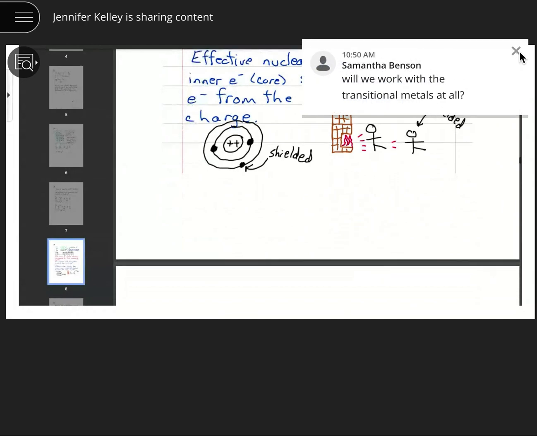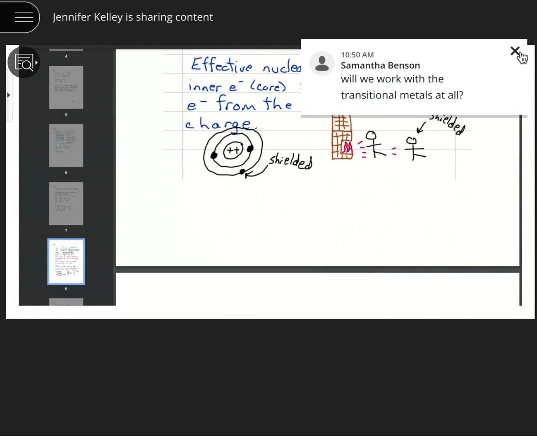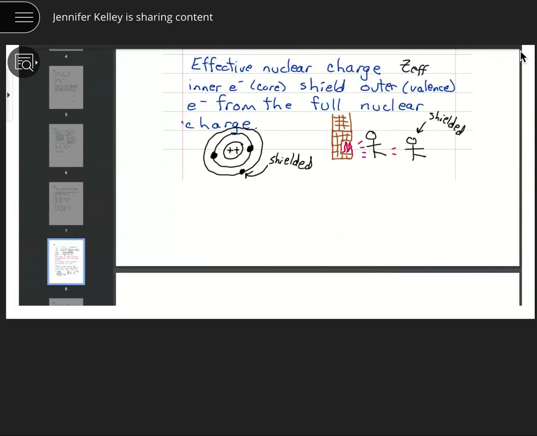All right, so let's look at effective nuclear charge. It's good for this section and it's good for the next section as well. Will we work with the transition metals at all? Yes, we will. And I'll get into more with the transition metals in just a couple minutes.